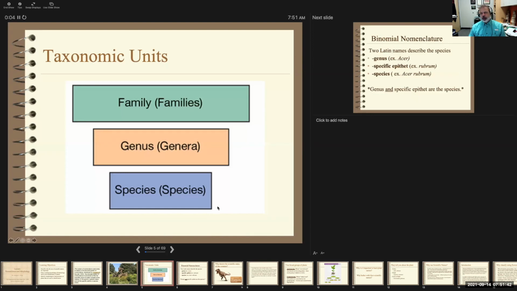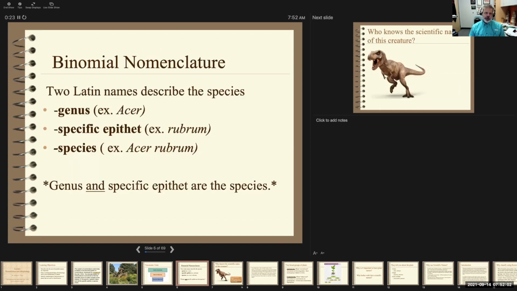And so we are going to be primarily focused on these taxonomic units within our study in this class: the families of plants, the genera of the plant, and the species of plants. We're going to talk a little bit about that as we get into this lecture. But the binomial nomenclature really just gives 2 Latin names that describe a specific species. And so here is how that's broken down.